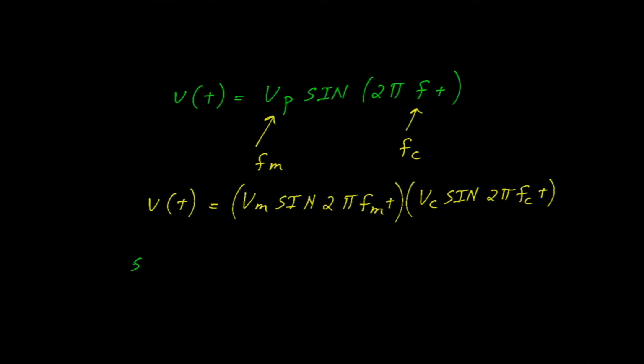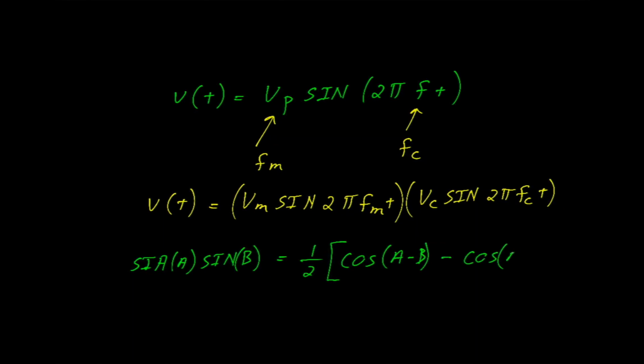From trigonometry, sine A sine B is equal to 1/2 cosine A minus B minus cosine of A plus B. The takeaway is that we end up with a frequency of the carrier minus the frequency of the modulating signal and the frequency of the carrier plus the frequency of the modulating signal.